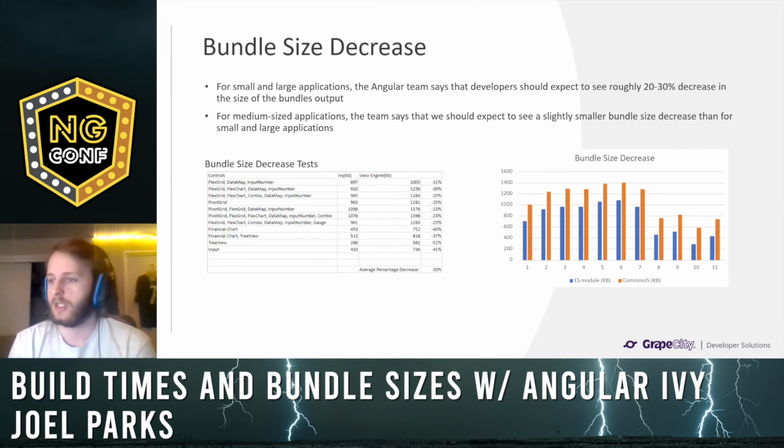And then we've actually done some testing with our own component library for bundling. As you can see in the grid on the left here, the second column is the final size in kilobytes for Ivy, and the third column is for the View Engine, and then the final column is the percentage decrease that we're seeing between bundling with Ivy and View Engine. And then down at the bottom, you can see the average percent decrease is about 30%.